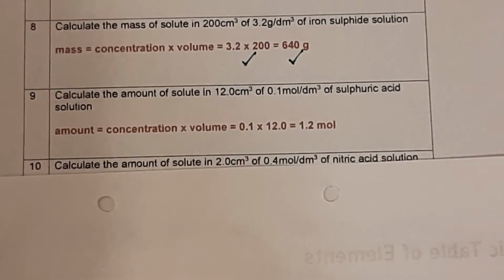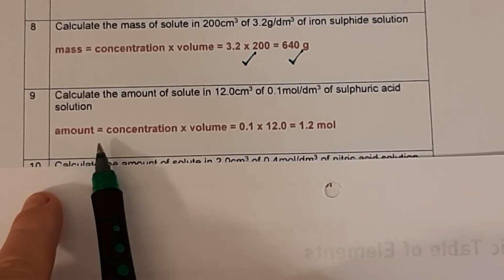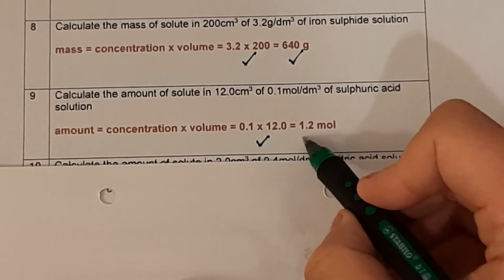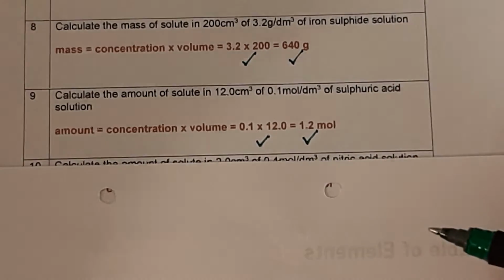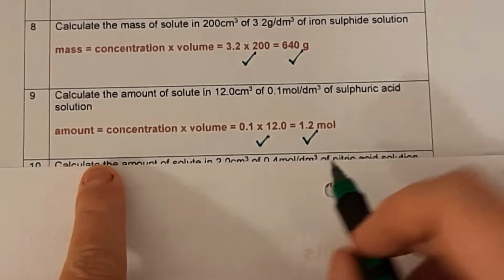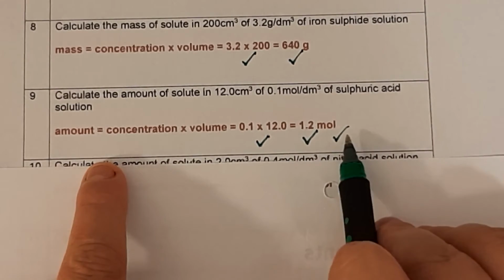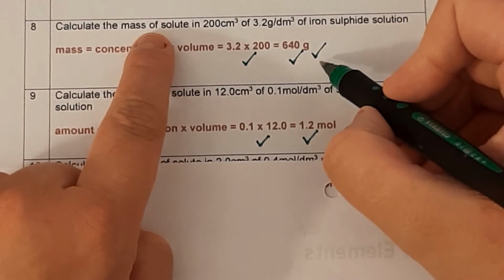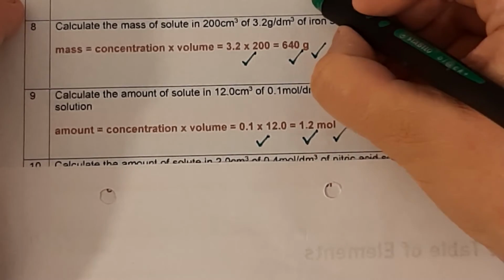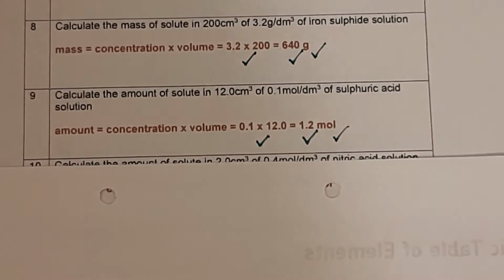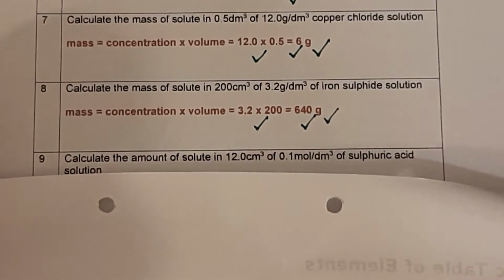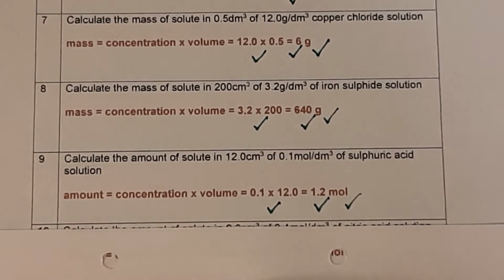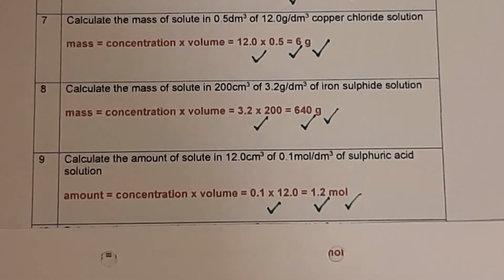Question 9. Now we're just using a different version of this rearranged one, so it's amount is concentration times volume instead of mass. So a mark for 0.1 multiplied by 12 and a mark for 1.2. Now this time you get a mark for giving the units of moles, and in fact on question 8 you get a mark for giving the units of mass as well. As well as question 7 you get a mark for giving the units. So question 7, 8 and 9 are all out of 3, okay? Because you're no longer being given the units for those.